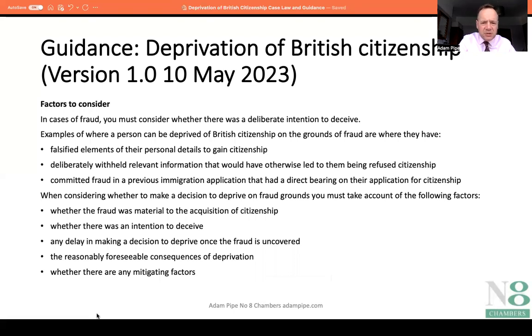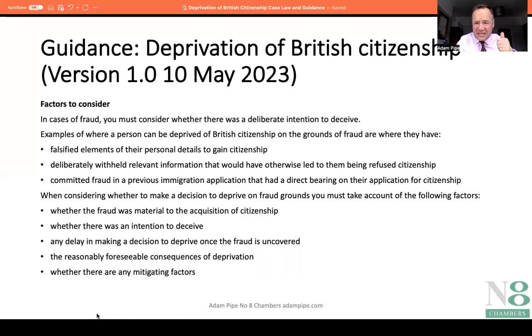Examples of where a person can be deprived of British citizenship on the grounds of fraud are where they have falsified elements of their personal details to gain citizenship, deliberately withheld relevant information that would otherwise lead them to being refused citizenship, or committed a fraud in a previous immigration application that had a direct bearing on their application for citizenship. You must take into account the following factors. So it's worth making representations on this second set of bullet points on the slide.